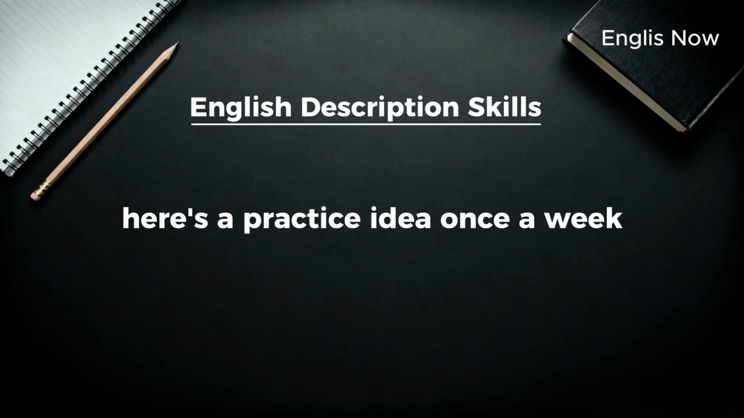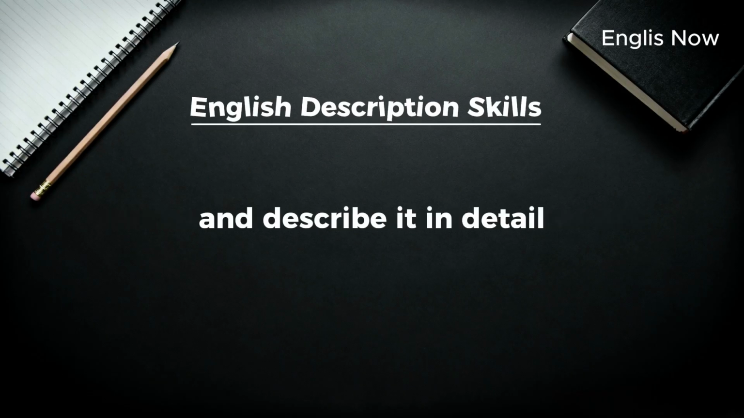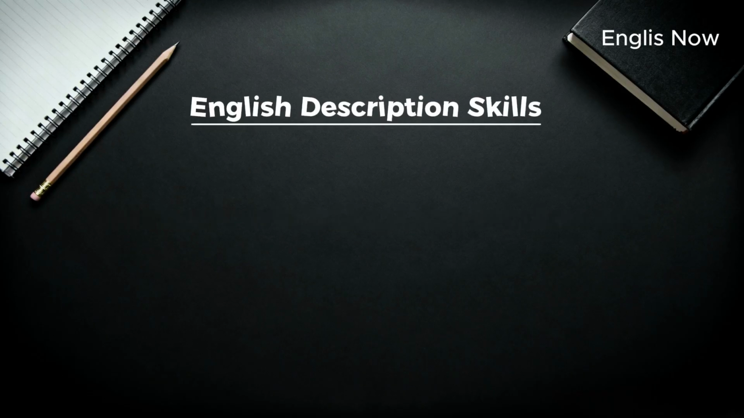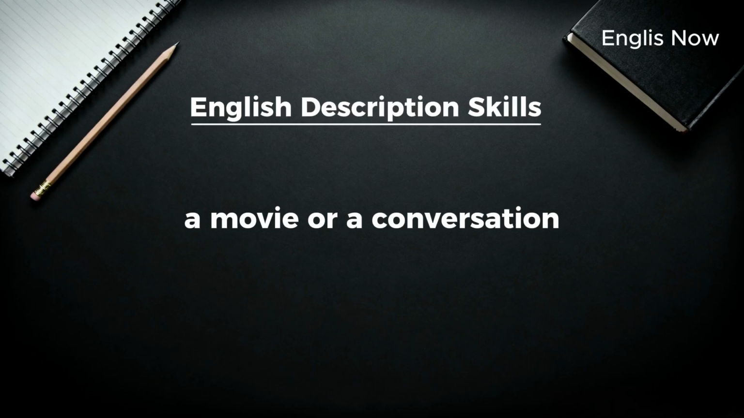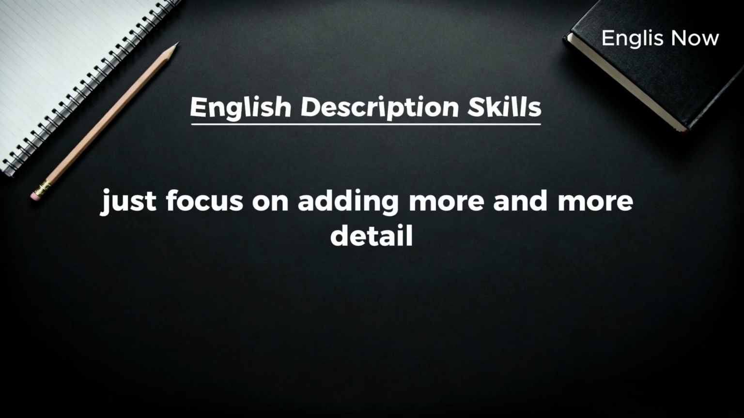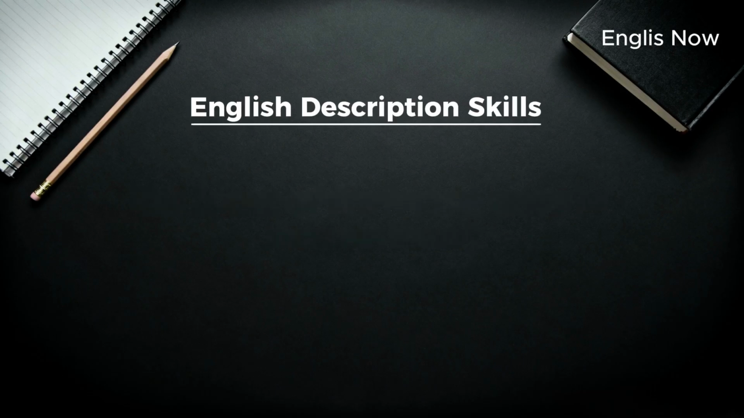Here's a practice idea. Once a week, choose one experience from your life and describe it in detail in English. Speak aloud for 5 minutes. It could be a dinner, a walk, a movie, or a conversation. Don't worry about mistakes. Just focus on adding more and more detail. This is one of the fastest ways to become fluent.